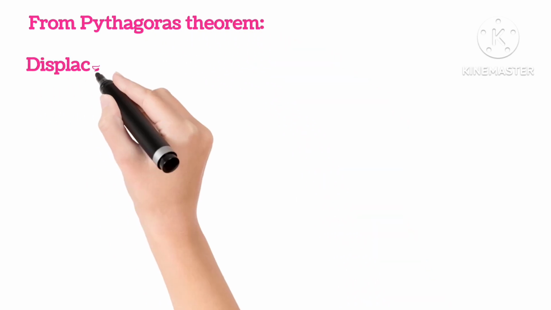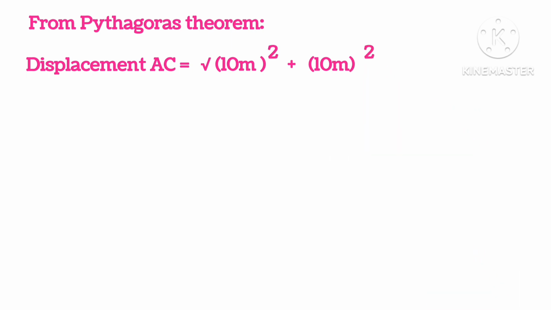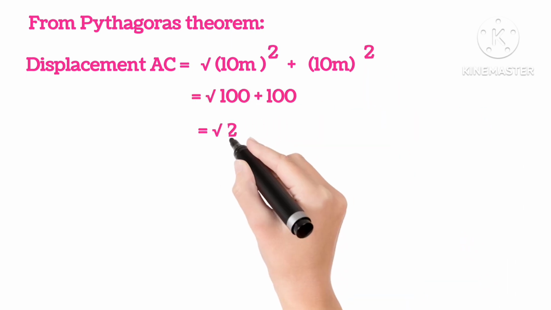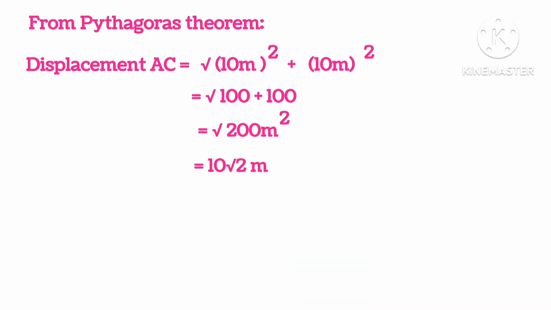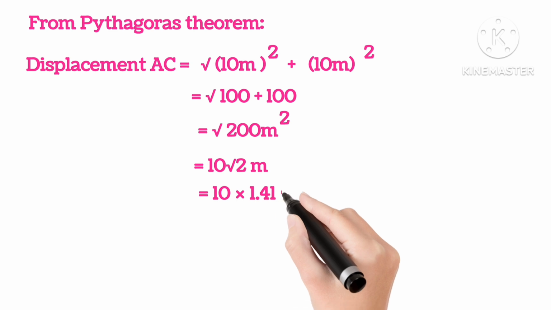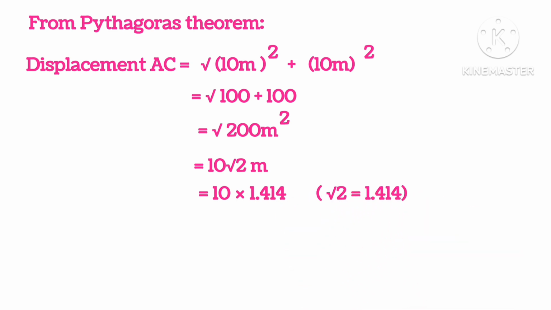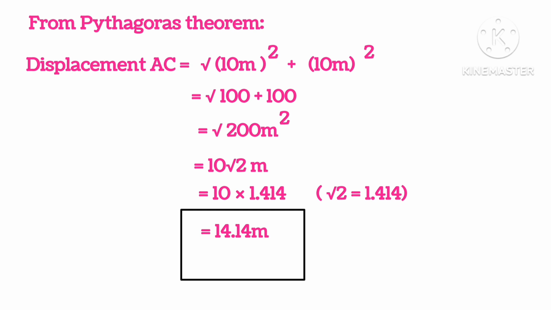From Pythagoras theorem, displacement AC is equal to under root of 10 meters squared plus 10 meters squared, both the sides, which is equal to under root 200, that will be 10 root 2 meter. Now if we put the value of root 2 as 1.414 here, we'll get displacement AC as 14.14 meter. That's our answer.